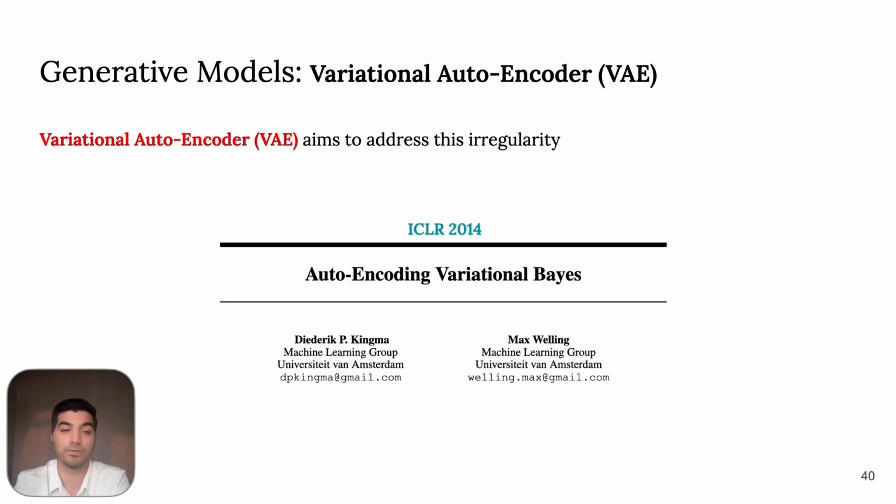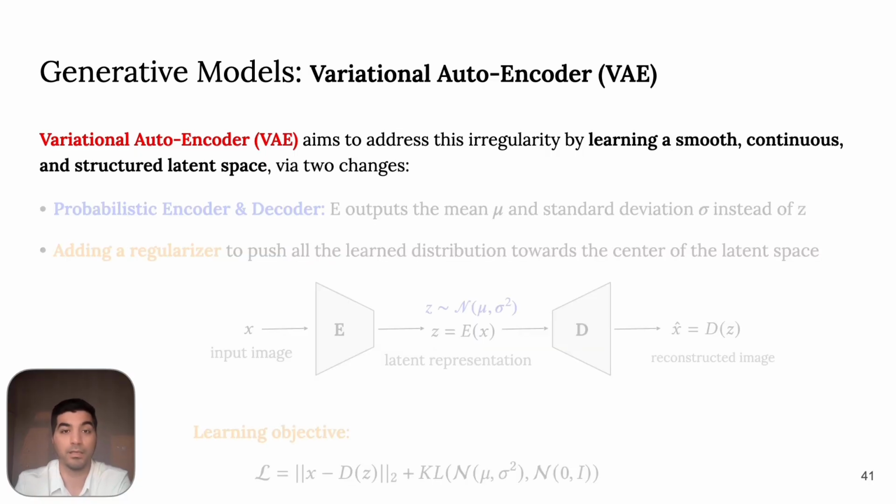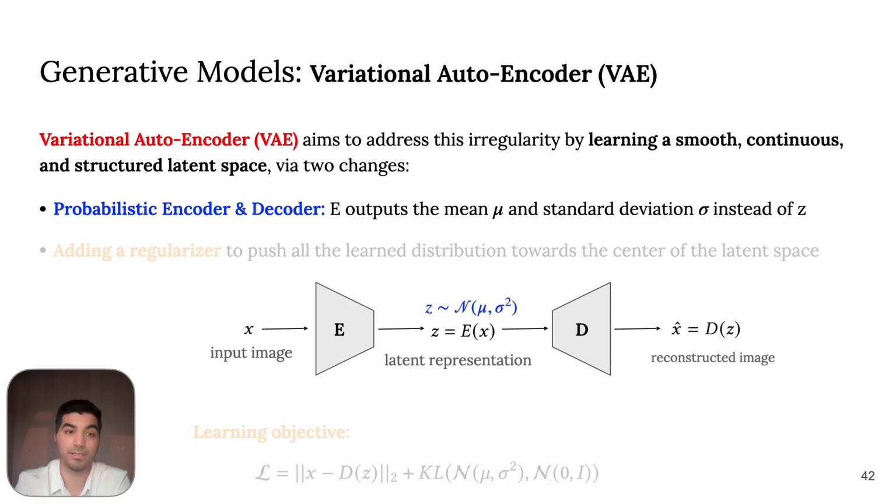Variational autoencoder was introduced by Kingma in this ICLR 2015 paper, and it aims to address this irregularity. It does so by aiming to learn a smooth, continuous, and structured latent space with two changes. The first change is learning a probabilistic encoder and decoder. Now, instead of outputting Z or the latent code, the encoder outputs the mean and standard deviation, and the latent code is sampled based on this mean and standard deviation. This adds a probabilistic aspect to the encoder and decoder.